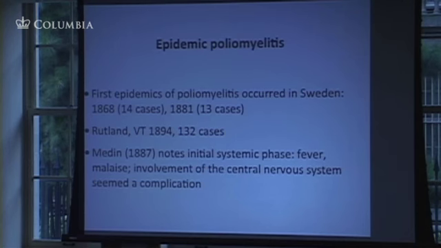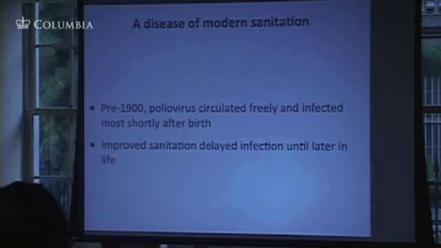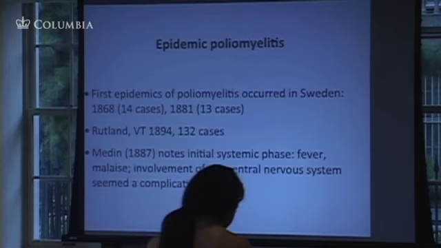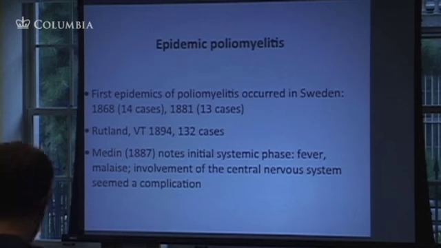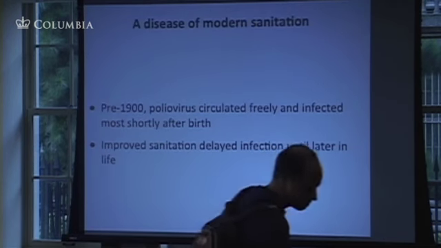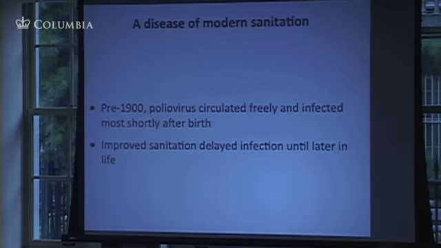An important observation was made by a Swedish physician in 1887, who noted an initial systemic phase of the disease, that is generalized symptoms, fever, malaise, aches and pains, and involvement of the central nervous system, that is the paralysis, seemed to be a complication. He was very astute. He noticed it didn't happen in everyone, and so he said maybe it's just a complication, and we will get back to this, of course, a bit later.